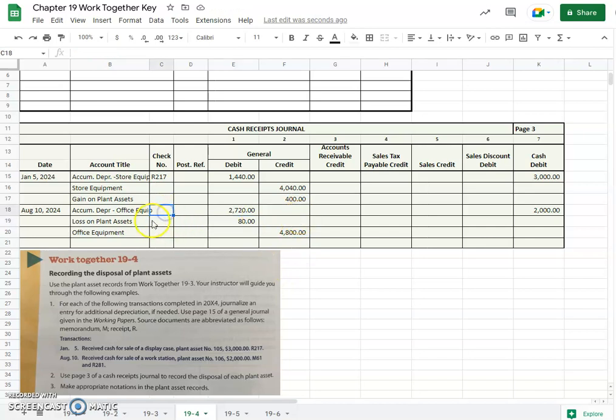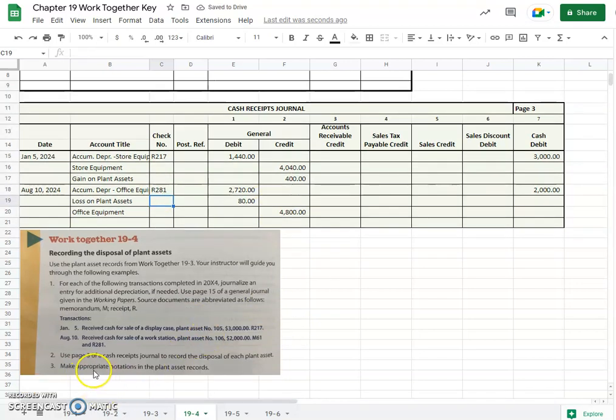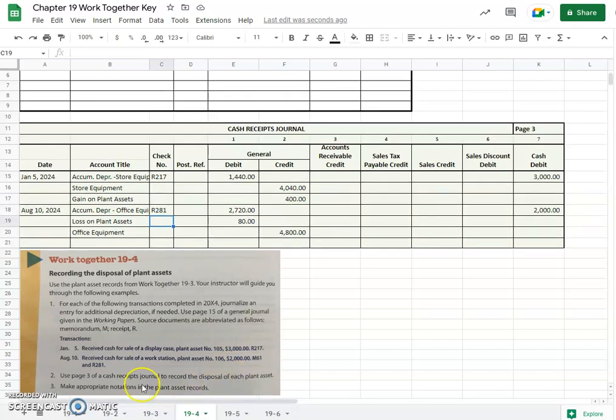Do we have it all? And this is going to be memorandum 61, which was up above in our general journal, and then receipt 281. Okay, we make appropriate notations in the plant asset records. Now we get to go back to our plant asset records and note what we have done here.